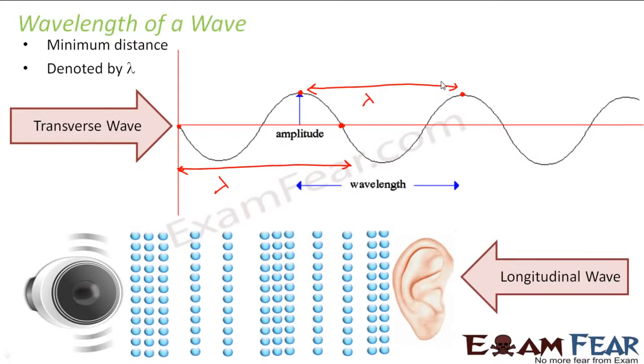So here I have shown the wavelengths both in the case of a transverse wave as well as a longitudinal wave. I hope you remember these terms. Anyways, I'm not going to discuss them in detail right now. In transverse waves, the movements are perpendicular to the direction of wave propagation, but in longitudinal waves, they are in the same direction. Even if you don't remember, you can refer to the videos on waves.